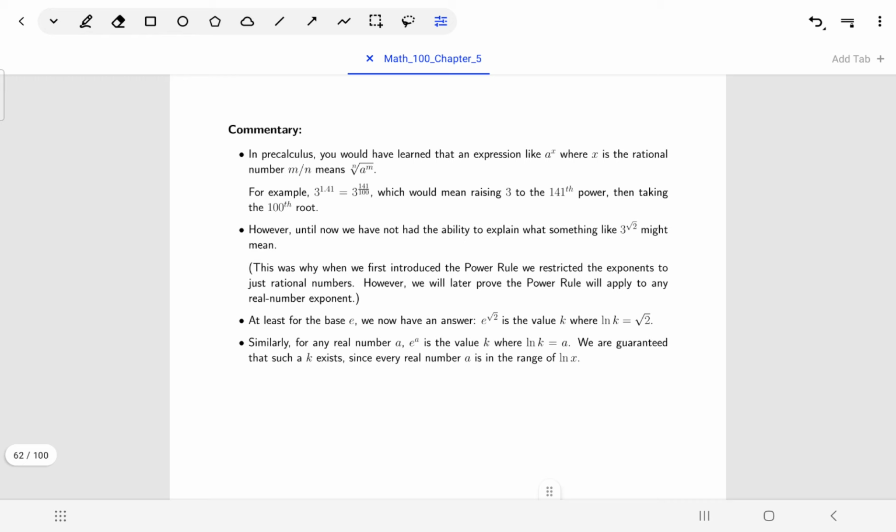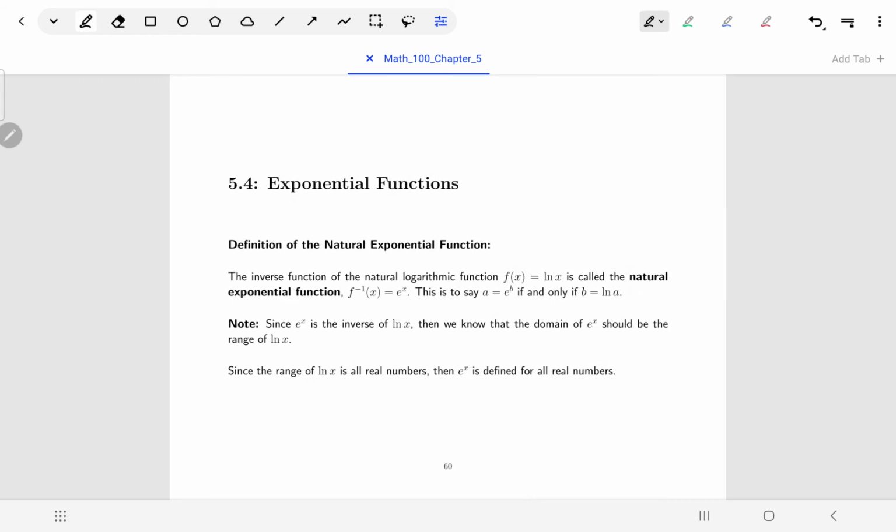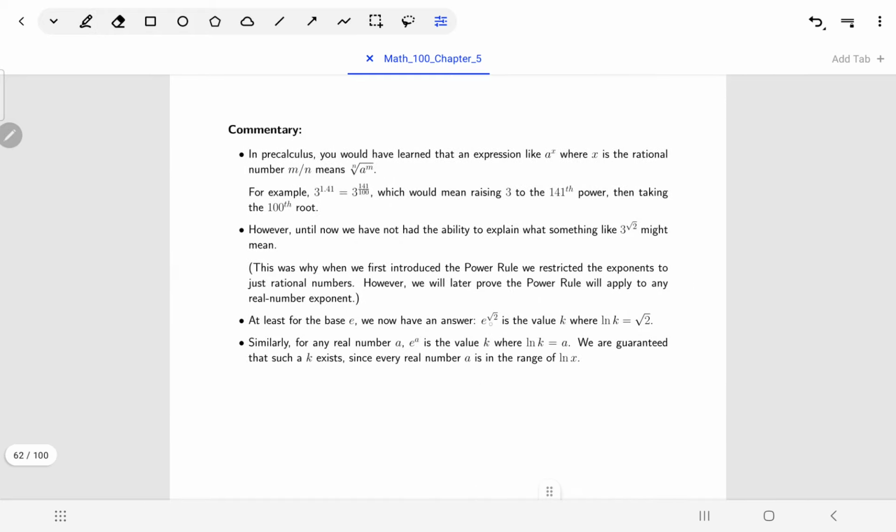And that's courtesy of what we said on the previous slide, that we know that since the range of natural log is all real numbers, then e to the x is defined for all real numbers, which means things like e to the square root of 2 would definitely be something that's a real number. And actually, we can now say what e to the square root of 2 means.